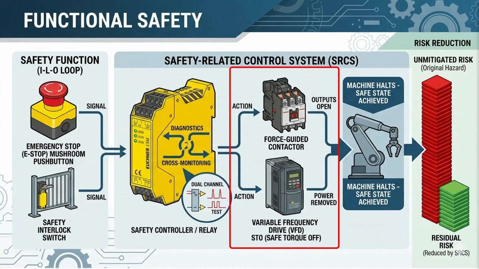In order to enforce the safe state, actuators are connected to the outputs of the safety relay, which force the state of the machine to a safe state by either opening contactors to remove power from the system or commanding the VFD to stop the motor, thereby eliminating the motion hazard.